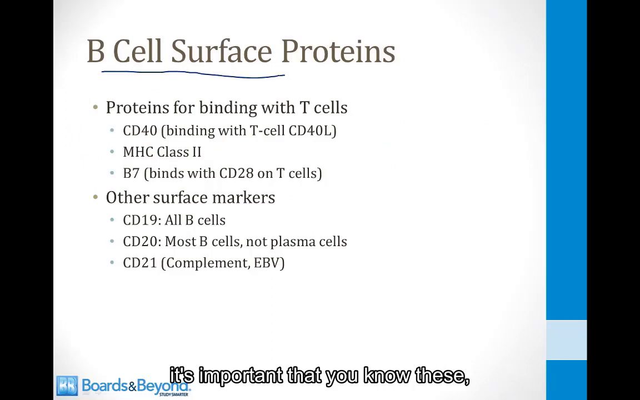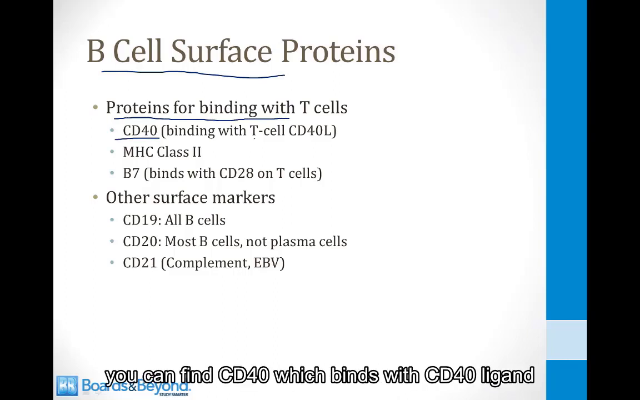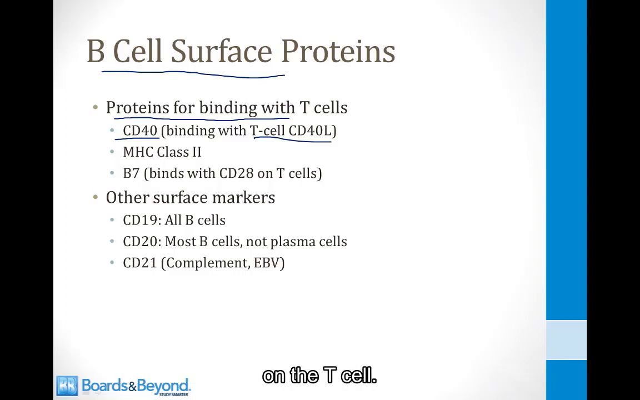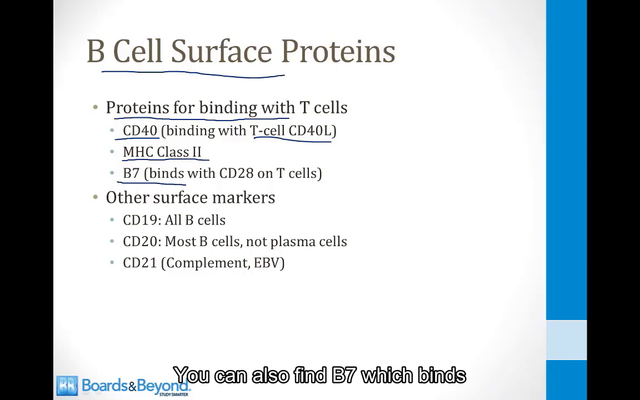It's important that you know these, especially for step 1s. The first group are proteins that are important for binding with T cells, and we've already talked about all these. You can find CD40, which binds with CD40 ligand on the T cell. You can find MHC class II, which binds with CD4. You can also find B7, which binds with CD28 on the T cells.